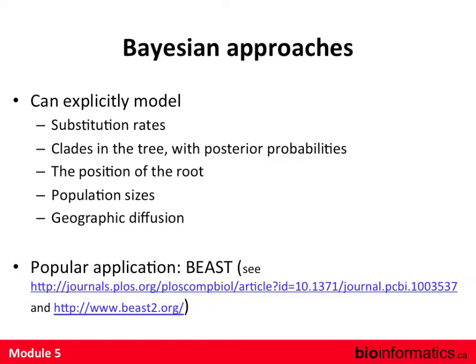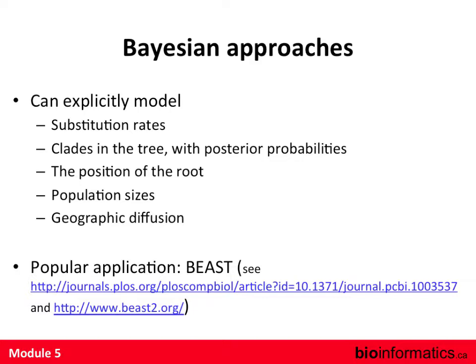What's great about Bayesian approaches, in particular the ones that have been developed, is that you can parameterize it as much as you want. You can have parameters for everything, right? So the tree, branch lengths, they're obvious. But on top of that, substitution rates kind of fall into that. Clades, well, that's the tree shape. Position of the root. Population sizes, geographic diffusion. These can all be parameters in your model. One of the problems with Bayesian analysis is that it takes forever if you have a lot of parameters, but that's your problem. So you do have to choose somewhat carefully which things you want to parameterize and which things you want to say, I'm okay with that.